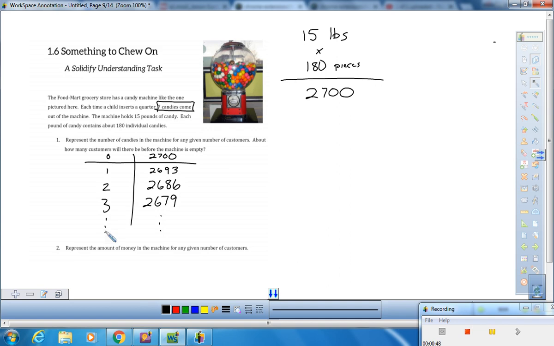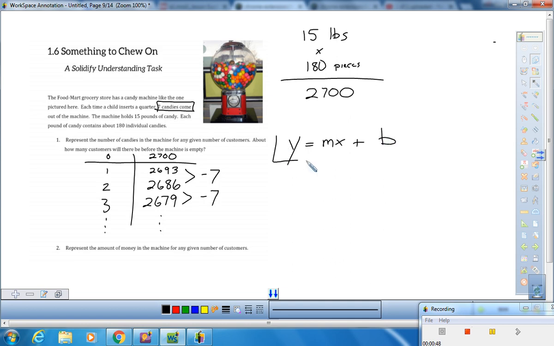But hopefully you're starting to think like, come on, I don't even need a table anymore. Well, good for you. That's good. Hopefully you understand that the slope in this problem is -7. Okay? And each time a customer comes and gets candy out, we're getting 7 less pieces of candy. So if you think about what this y equals mx plus b means, okay?